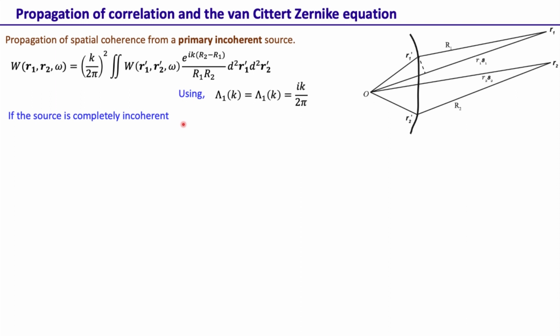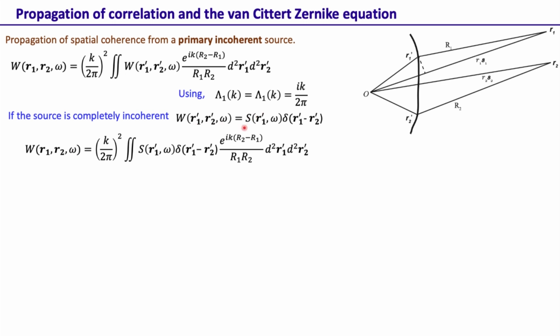Now if the source is completely incoherent, which is what we are considering, the cross spectral density function is essentially the spectral density times the delta function. That means there is no correlation between field points. If it is not the same field point, there is simply no correlation. So this is what it means to say that it is spatially completely incoherent. If you put this form for the cross spectral density function in here at the source point, we get S r1 omega times this delta, we solve it, and then we have this form, that the cross spectral density function at R1 R2 now simply depends on the spectral density at the source.